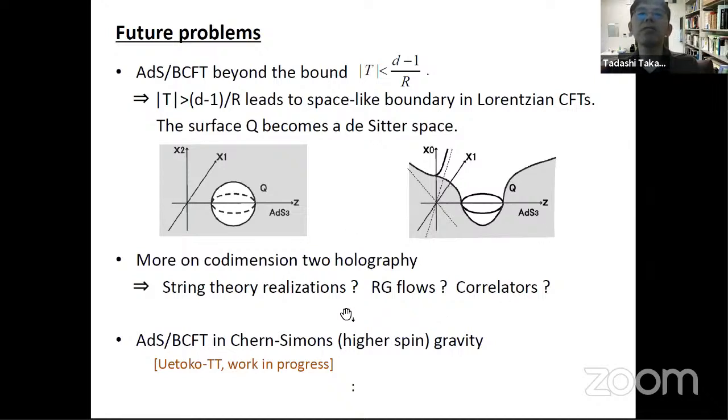It's good to work more on this codimension-2 holography, string theory realization, RG flows and correlators. And finally, it's also quite interesting to extend AdS/BCFT to more complicated systems, including some hint of quantum gravity, like higher spin gravity and so on. Okay, thank you very much. I think I'll stop here.